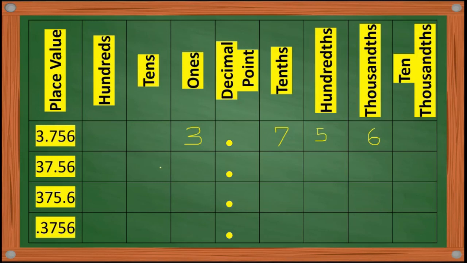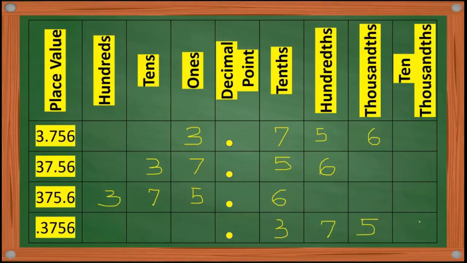Okay, on our next given, we have 37.56. Sundan lang natin. 7 is in ones value. 3 is in tens. 5, 6. And then this one is 0.3756. So use the place value chart to find the smallest and the largest value.